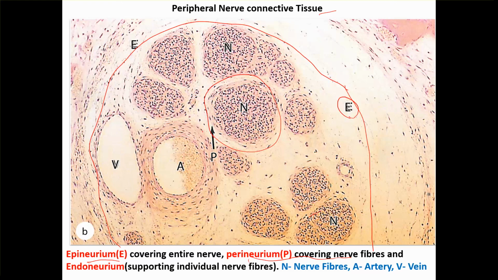And then there is endoneurium, which is supporting every individual nerve fiber. It's not shown here, but just understand there's endoneurium supporting each nerve fiber. What you see, A, is an artery, and this is a vein, and this is a nerve fiber. So this is the covering of the peripheral nerve connective tissue.